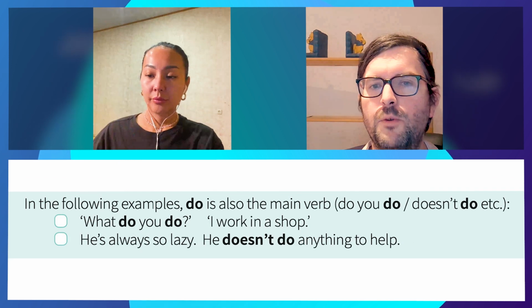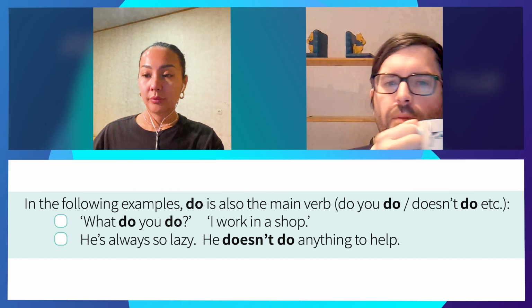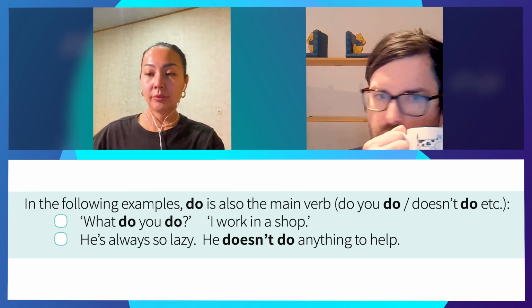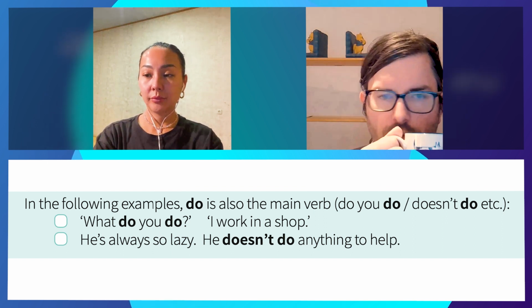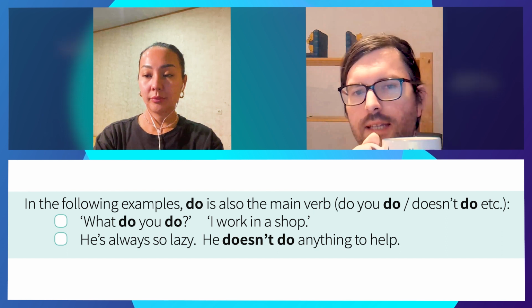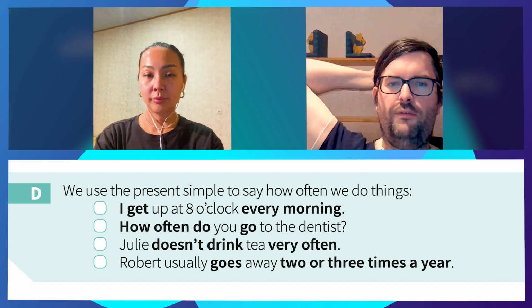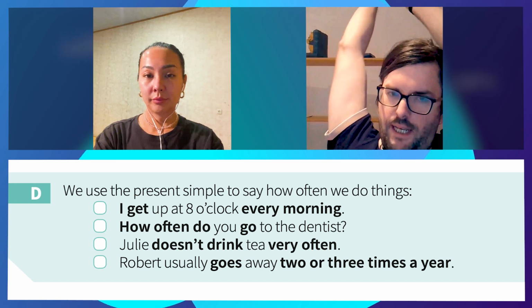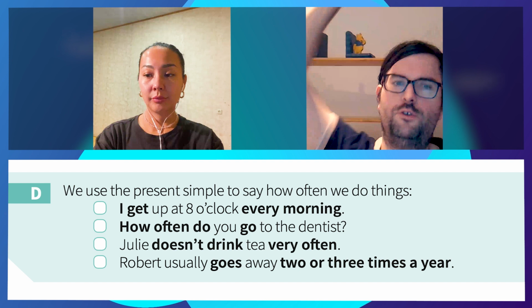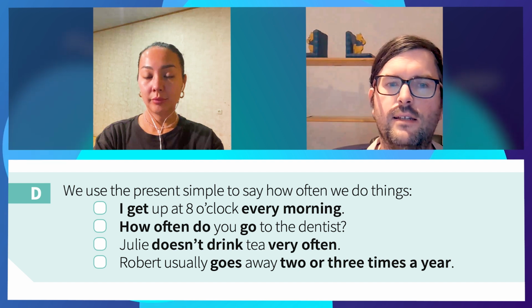In the following examples, do is also the main verb. Do you do? Doesn't do, etc. So what do you do? I work in a shop. He's always so lazy, he doesn't do anything to help. We use the present simple to say how often we do things. So I get up at 8 o'clock every morning. How often do you go to the dentist?